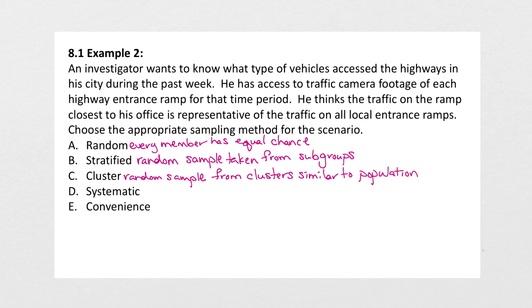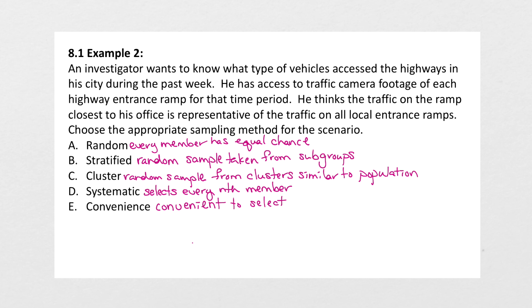Systematic sampling selects every nth member, like every fifth number in a list of phone numbers or whatever. And convenience is what it sounds like, convenient to select. So for this one, I'd say it's one of two. It's either cluster or convenience.